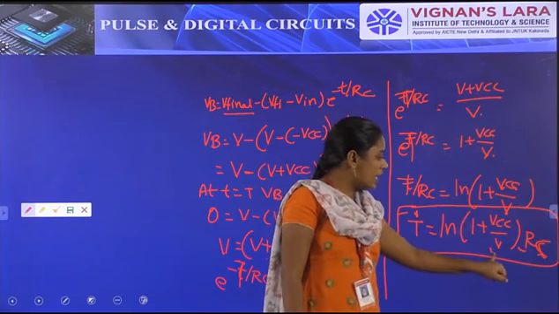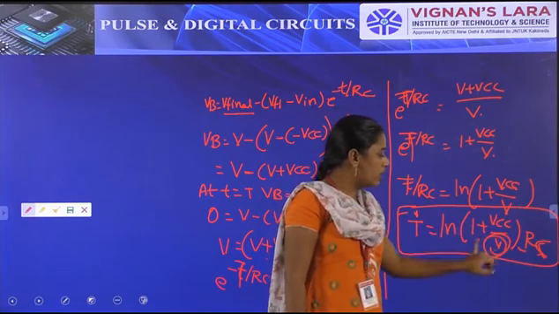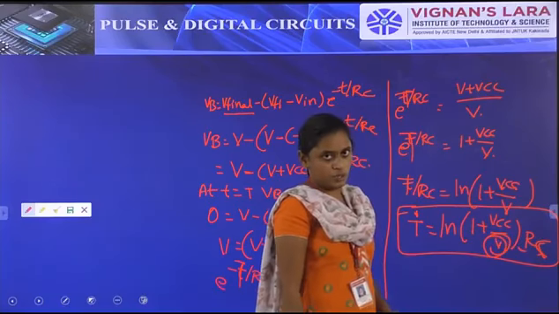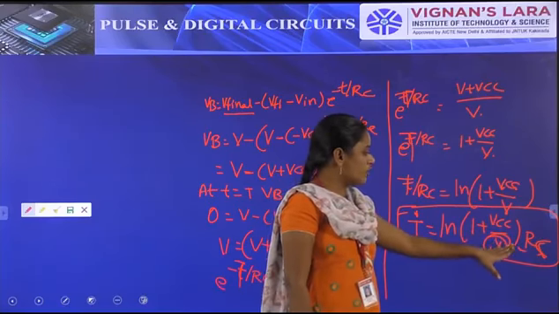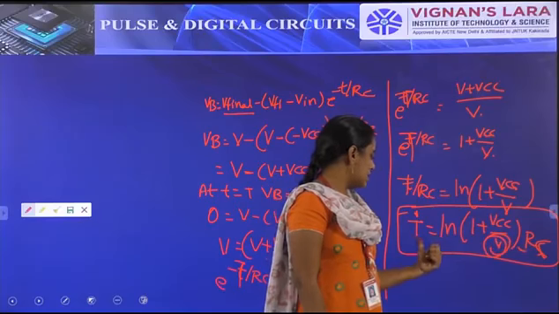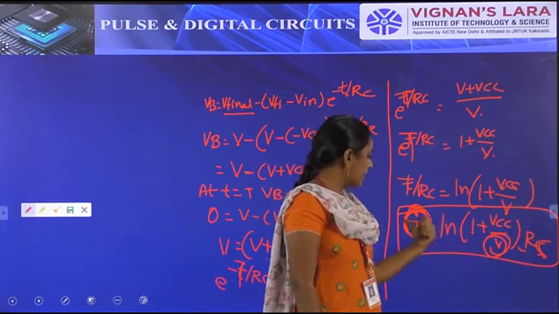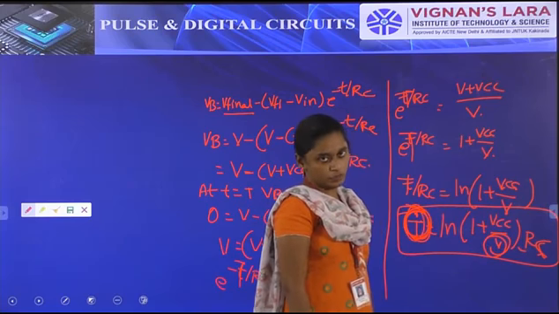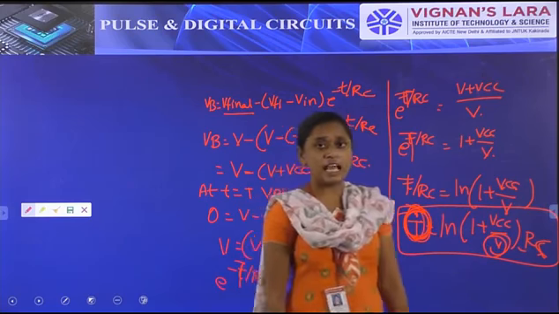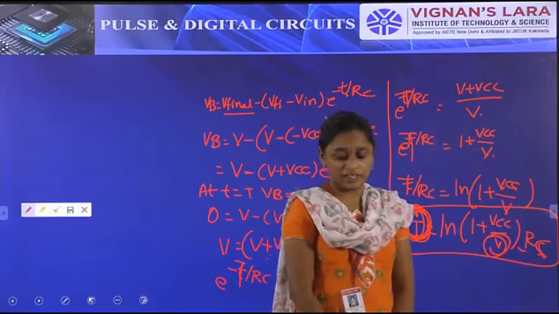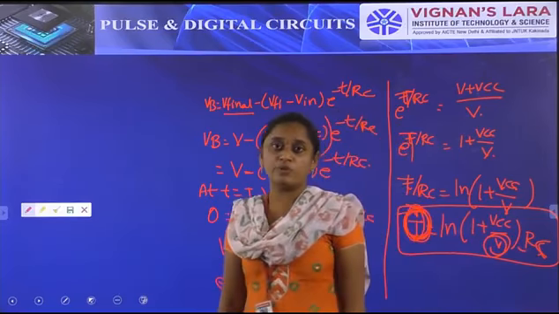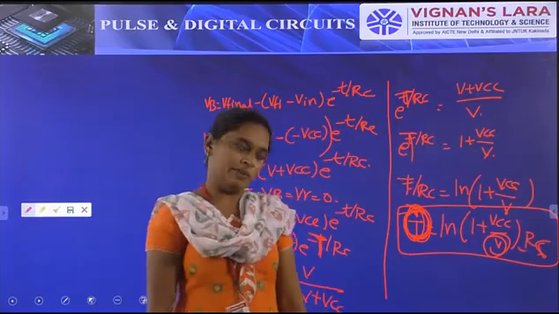So with variation of this voltage V only we can change the time T. So that's why this circuit is known as voltage to time converter. So that is about the monostable multivibrator and its application.